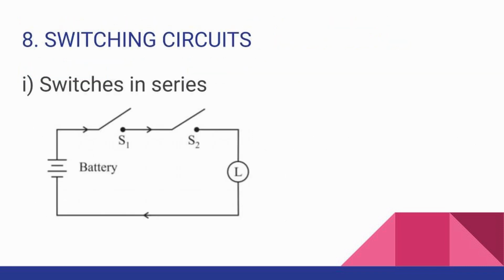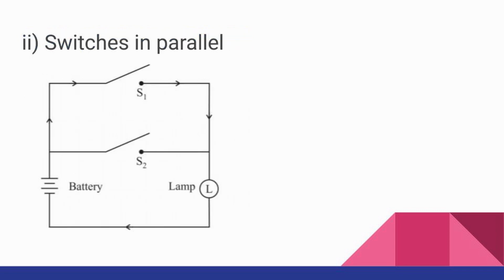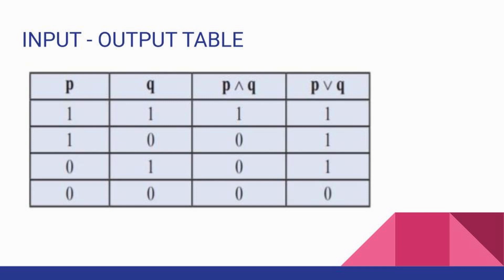Then we studied about switching circuits. We had 2 types of switching circuits. One is switches in series, that is in the same line, and the other one is switches in parallel, that is one above and one below. Then we studied the input-output table for switches in series and switches in parallel. Input-output table is similar to truth table, but in place of T we write 1 and in place of F we write 0.